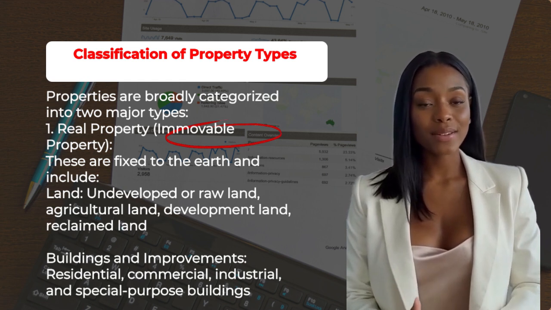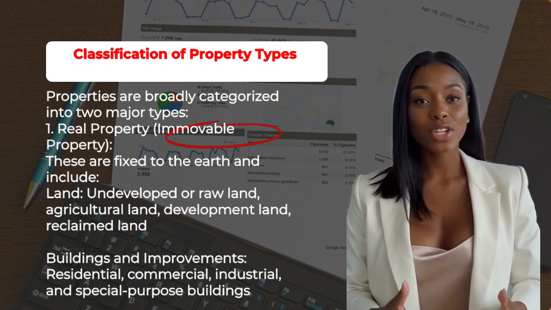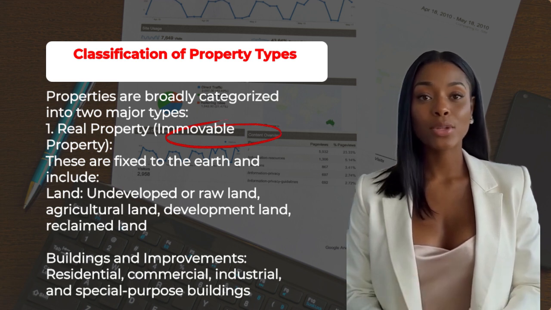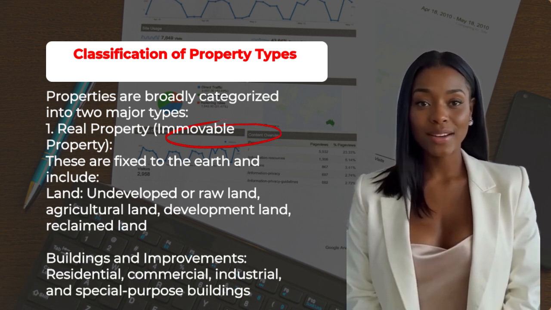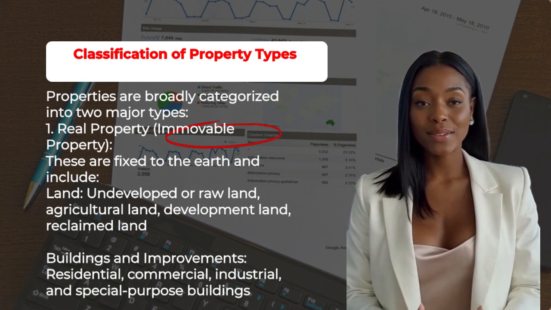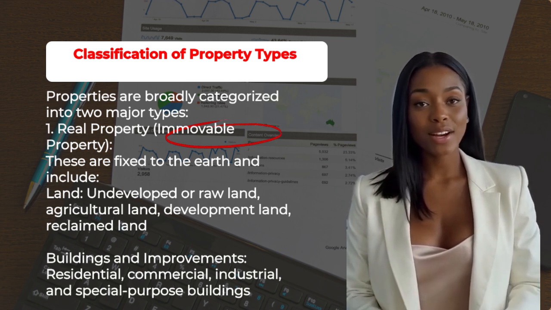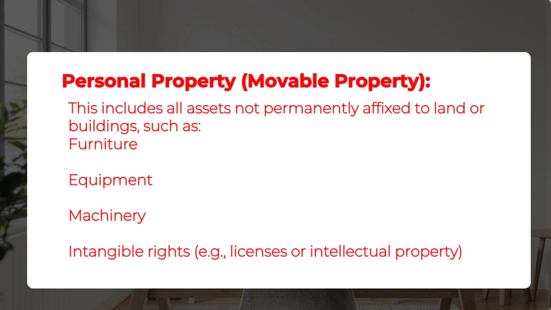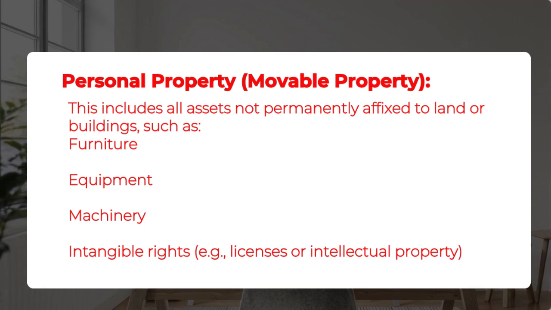Fixtures and fittings, items permanently affixed to the structure. Real property has both legal and physical dimensions, including the bundle of rights: use, lease, transfer, and exclude. 2. Personal property, movable property.